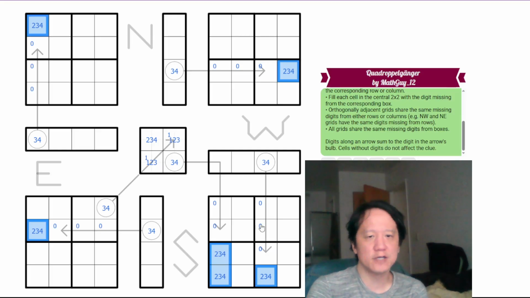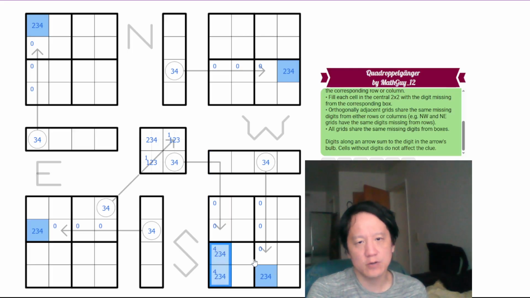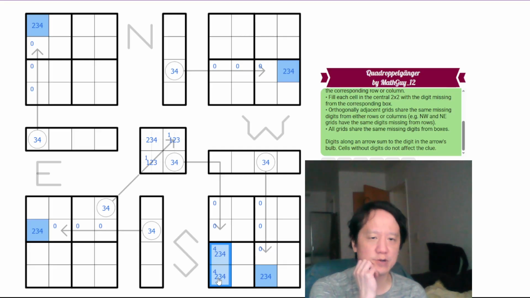And 4 can never be any of these digits. So we're guaranteed a 4 here. 4 could be one of these two, though. So this has to be 4 here. Hmm.